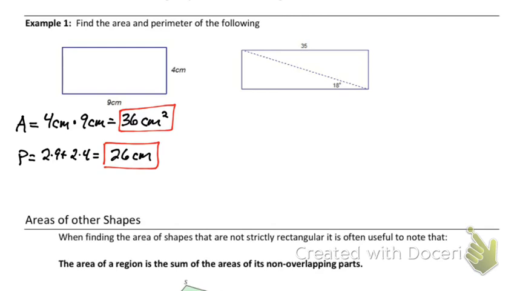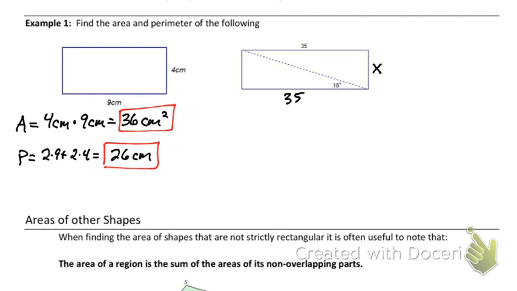Oh, boy. That one only has one measure on it. So if this is 35, what's this bottom one then? 35. It's also 35. How do I find the height, John? You use the inverse tangent.